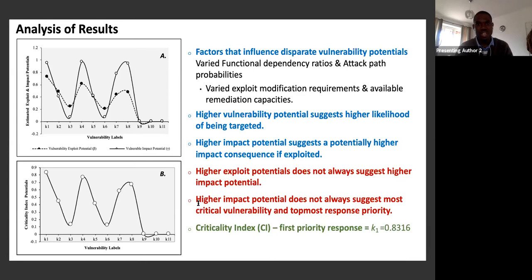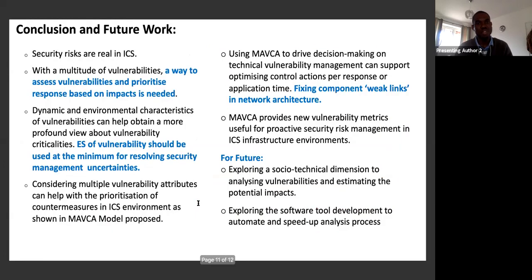there are a lot more details that need to be considered in addressing these kinds of issues within control environments, where there is the possibility of very large vulnerability. So in conclusion, and in summary before concluding, security risks are real within industrial environments, okay? And we think that a way to assess vulnerabilities and to prioritize them is really very much needed at this time. Our thought is that, at the minimum, environmental scores of vulnerabilities should be used for resolving security management uncertainties like this, as we have described.